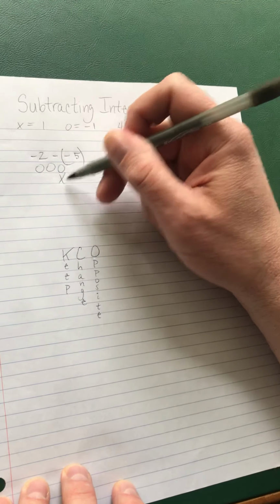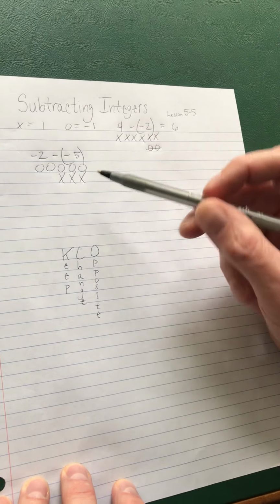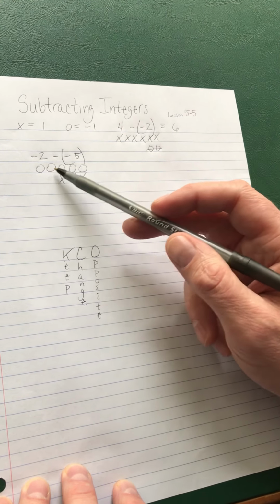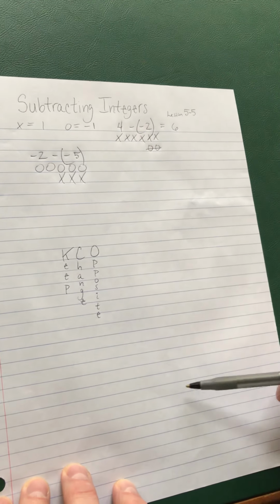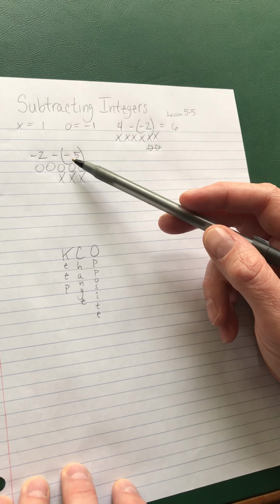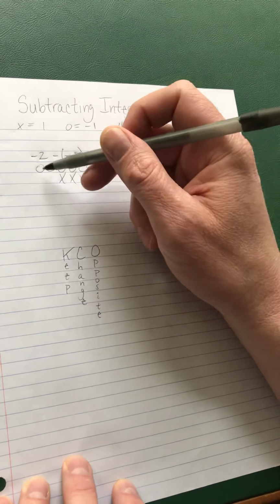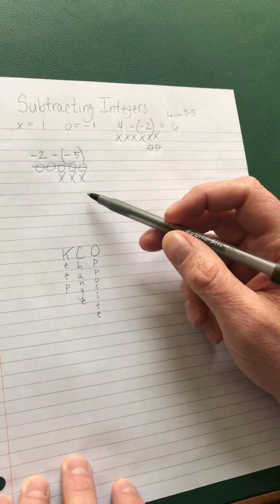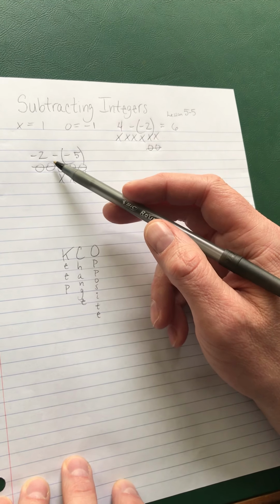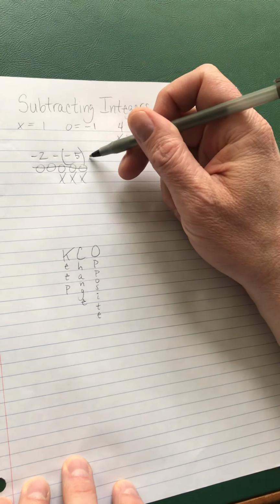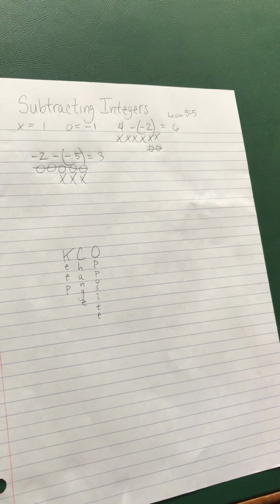So by adding those 3 0 pairs, it's still -2 because the 0 pairs are going to cancel out. But now we're able to subtract our -5 or our 5 o's. So get rid of that, and you can see that you got 3 x's left. So -2 minus -5 is going to be +3.